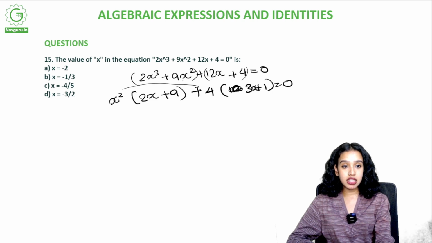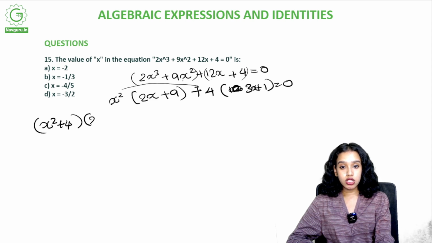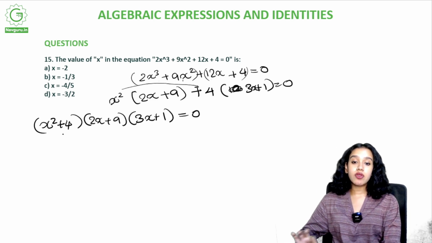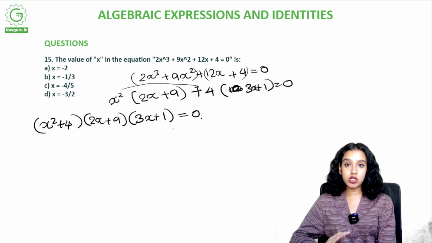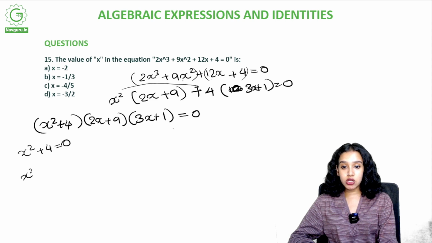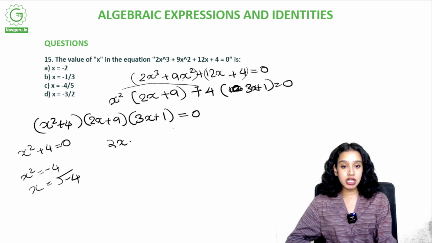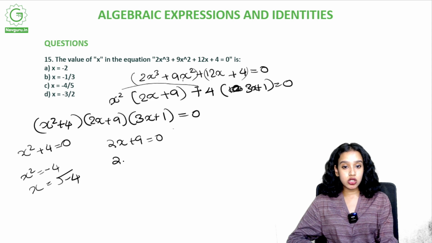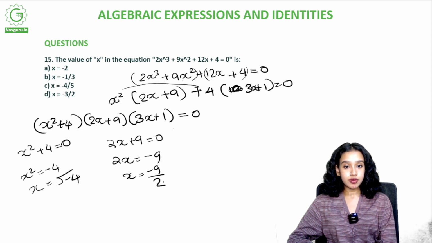So if I'm grouping them together, I have x square plus 4 into 2x plus 9 into 3x plus 1 is equal to 0. So either one of the terms should be 0 for the answer to be true. So if x square plus 4 is equal to 0, then x square is equal to minus 4 and x is equal to root of minus 4, right? Now, if 2x plus 9 is equal to 0, we'll get 2x is equal to minus 9 and x is equal to minus 9 by 2, right?